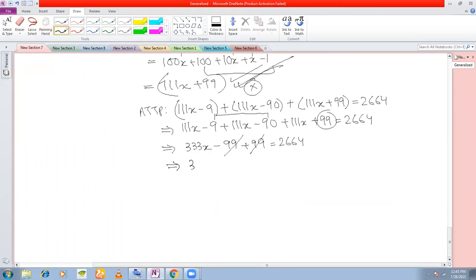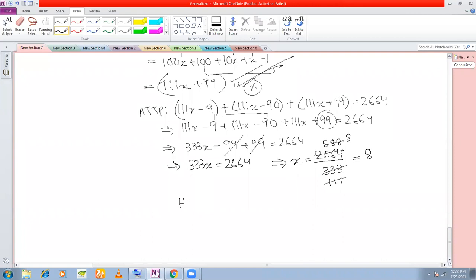That means you get 333x is equal to 2664. So that means x must be equal to 2664 divided by 333. Okay, so how will you cancel this? You can cancel this by 3 first, and then again you can cancel by 3, and then this will cancel 8 times. So what is the value of x you're getting? You're getting the value of x as 8.